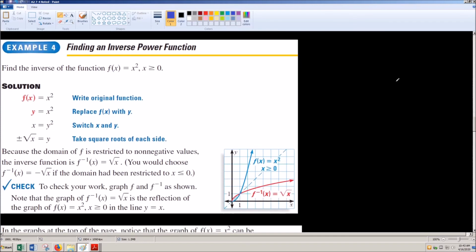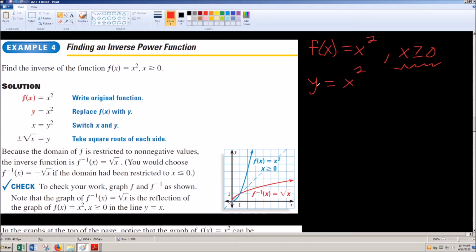So let's actually find one of these inverses. Let's look at this thing. I'm going to say f of x equals x squared. For simplicity's sake, I have a domain restriction, x greater than or equal to 0. Here's my big key domain restriction. For this one, I'm just going to change to writing y equals x squared.